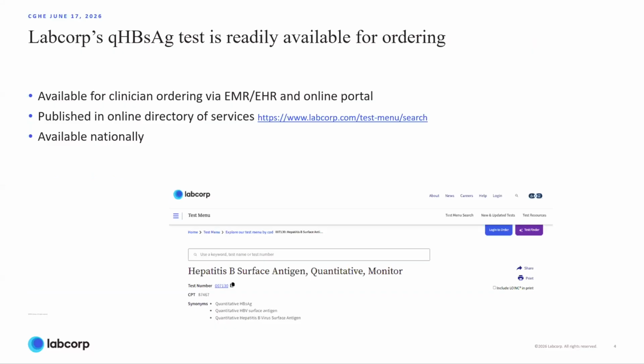As far as availability, this test is available just like a standard CBC or any other hepatitis testing. It's available for clinician ordering via the EMR or EHR and an online portal. It's published online in a directory of services, and it is available nationally. I've shown you a snapshot here, a screenshot of the test menu. The test name is Hep B surface antigen quantitative, monitor.